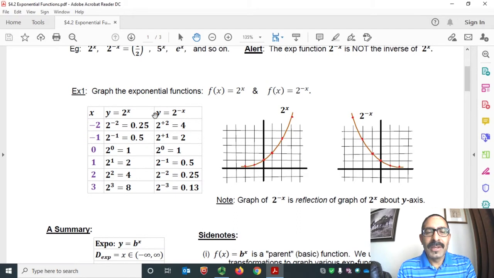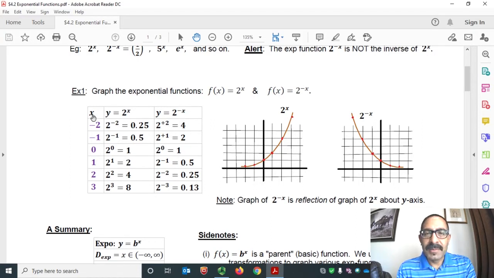Great. So let's do example 1. Example 1, graph f of x equals 2 to the power x and f of x equals 2 to the power negative x. So let's use a tabular method. Make a table. First column x values, second column the 2 to the power x column, third column 2 to the power negative x column.